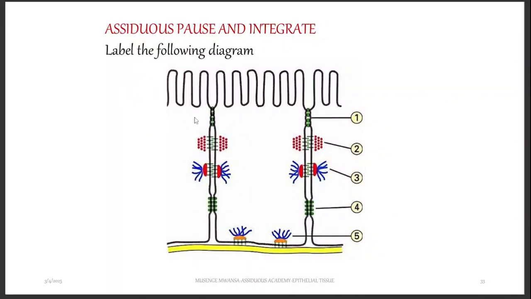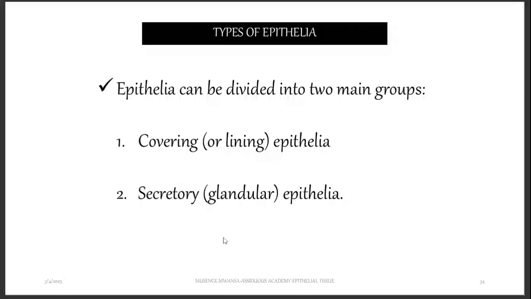So there's a question here. Label the following diagram. Remember I said that the junctions are in order. So what is 1, what is 2, what is 3, what is 4, and what is 5. You can try out this one and send it, and we will see what you are going to find.